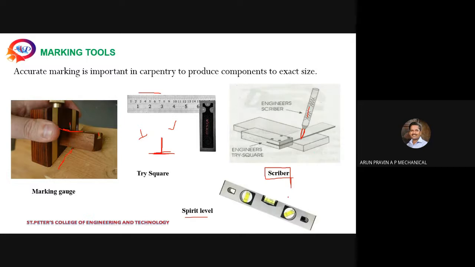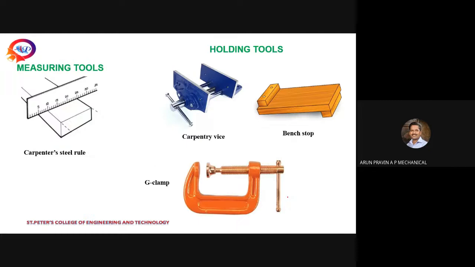So scriber and scratcher, these are the marking tools. Then the next one is your measuring tools. Everybody knows what a steel rule is. Similarly, everybody knows the round tape.